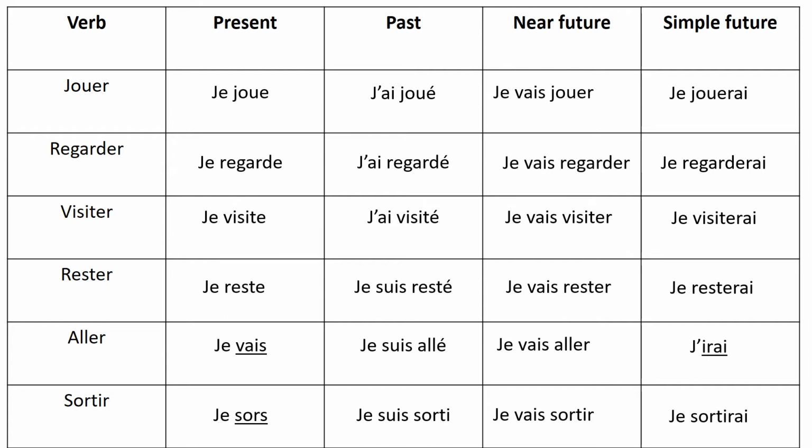Notice that when I'm pronouncing those phrases, I'm not saying je jouerai, je regarderai. It's not an I sound, it's an E sound. Je resterai, j'irai, je sortirai.